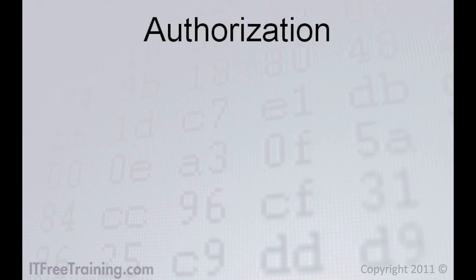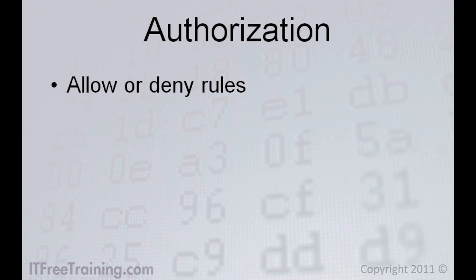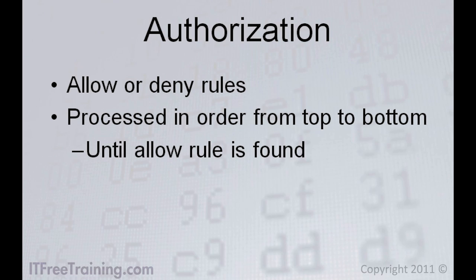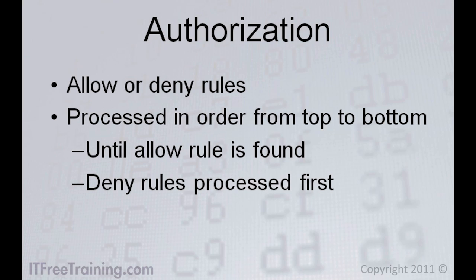Once you set up how people will be authenticated by your FTP server, you will need to set up some rules on what users can access. This can be done by setting up allow and deny rules. These rules are processed from the top down until an allow rule is found. Keep in mind that when you set up these rules, the deny rules are processed first.